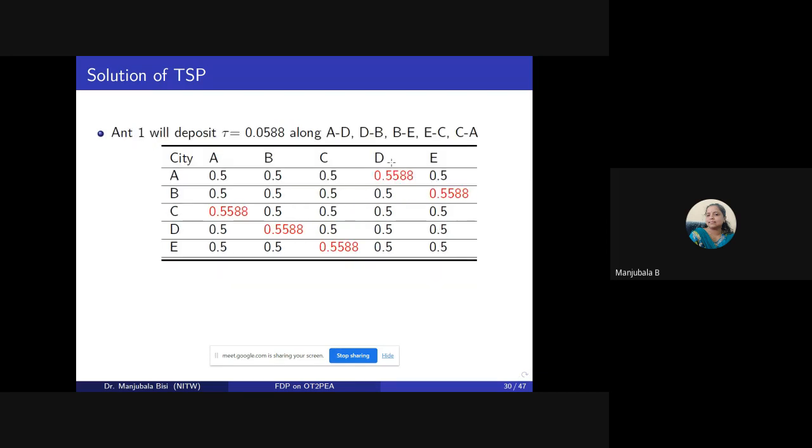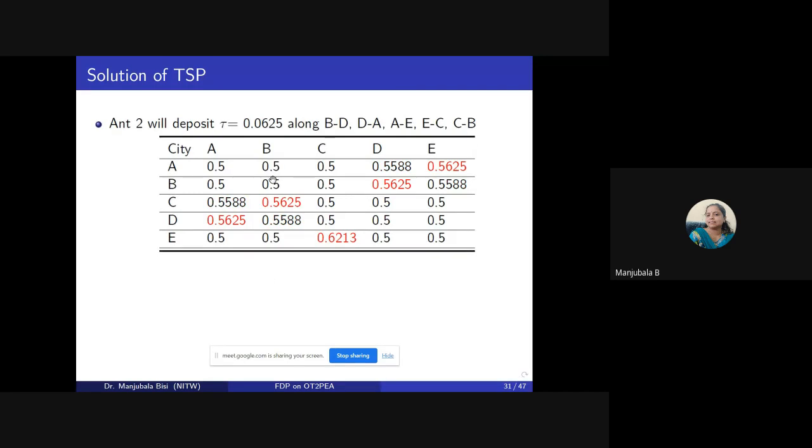Now ant 1 will deposit some amount of pheromone, that is 1 by 17. That amount is 0.0588, which is for A to D. Now you see there is a change in AD, there is a change in DB, BE, EC, CA. The red color represents the change, that is the update in the pheromone state by ant 1. Whatever edges it has traversed, on those edges it has deposited 1 by 17, that is 0.0588 amount of pheromone. So this is the modification of the pheromone strength by ant 1.